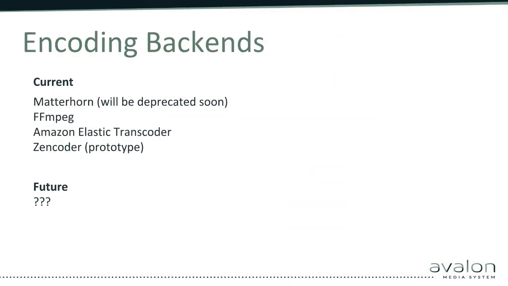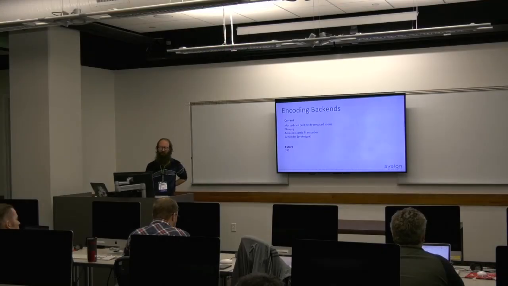I was talking about adapters and backends. We have this Matterhorn adapter, which is what Avalon 5 was closely coupled to. And we built ActiveEncode to try to insulate us from that and allow us to switch. I think now that we finally have this local FFmpeg adapter, we're probably going to be deprecating this and really getting rid of it soon.